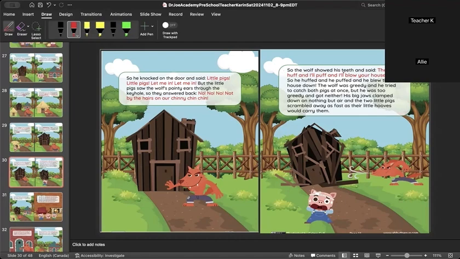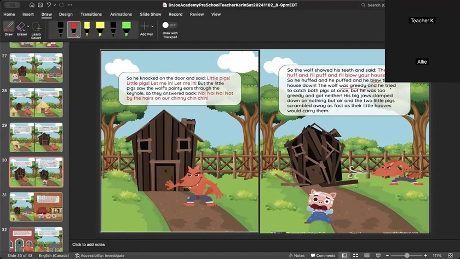So the wolf showed his teeth and said, then I will huff and puff and blow your house down. So he huffed and puffed and he blew the house down. The wolf was greedy and he tried to catch both pigs at once, but he was too greedy and got neither. His big jaws clamped down on nothing but air, and the two little pigs scrambled away as fast as their little hooves would carry them. Okay, let's read it again.